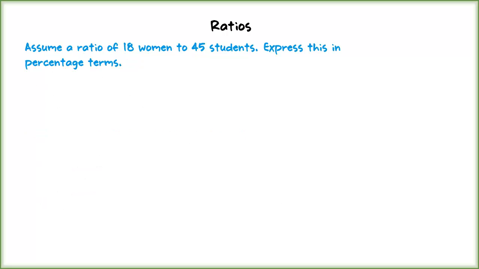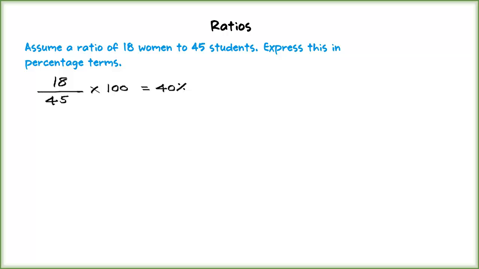Similarly, ratios can also be expressed as percentages. Let's consider an example. Assume that we have a ratio of 18 women to 45 students. To express this in percentage terms, we will consider 18 as the numerator and 45 as the denominator. We then multiply the fraction by 100 to calculate the percentage value. Here the percentage value is 40%, indicating that 40% of the class is comprised of women.